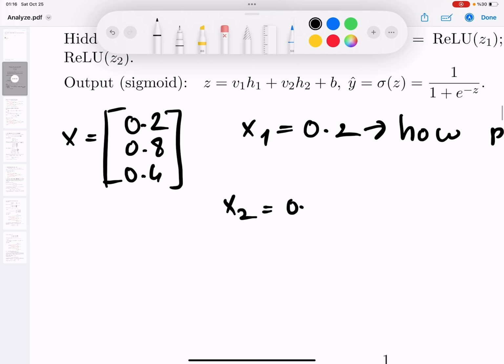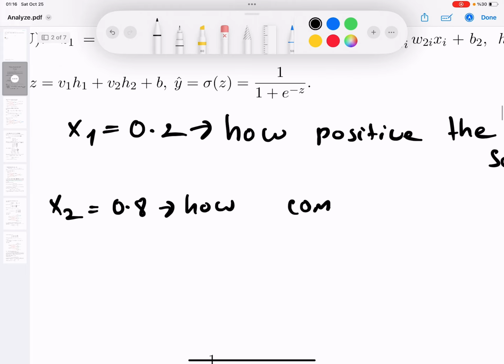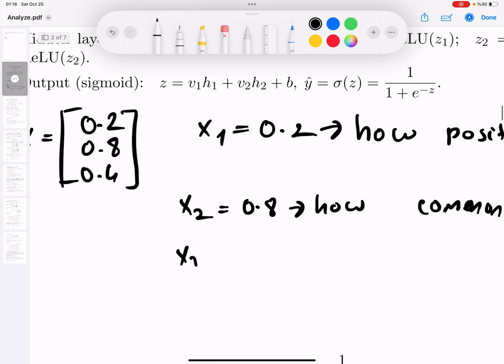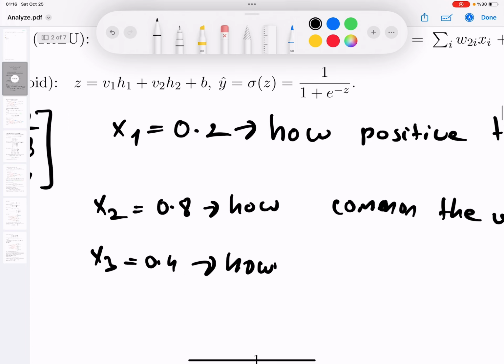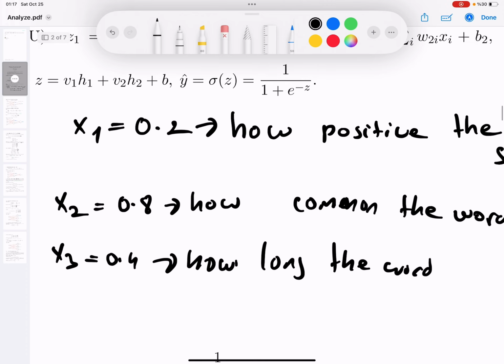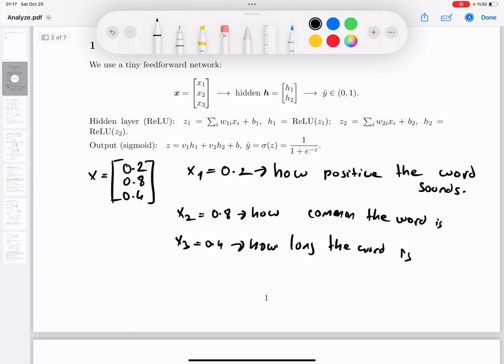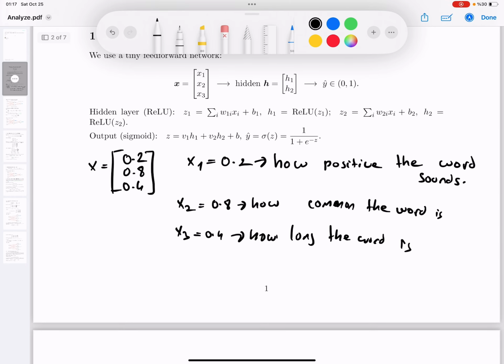x2, how common the word is. x3, how long the word is. So given these clues, is the hidden word likely to be happy or sad?